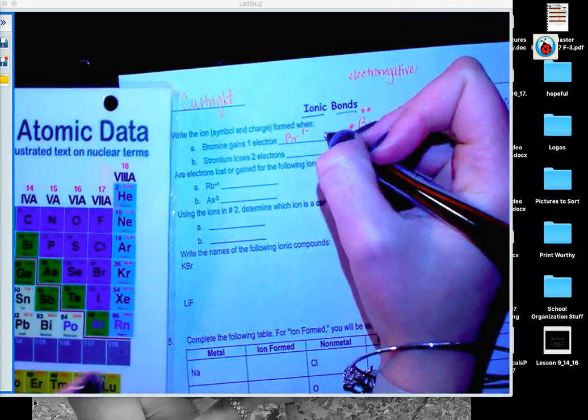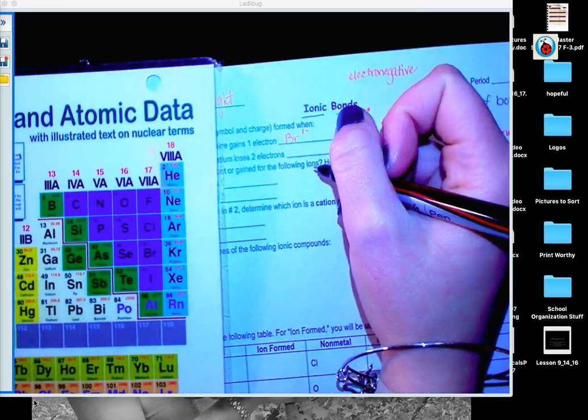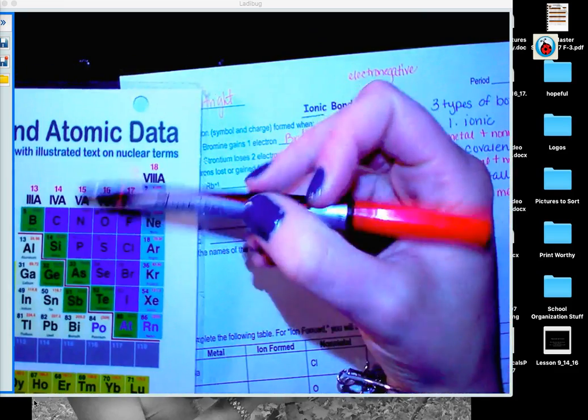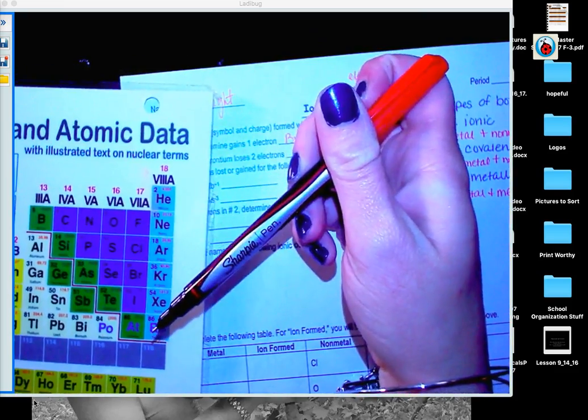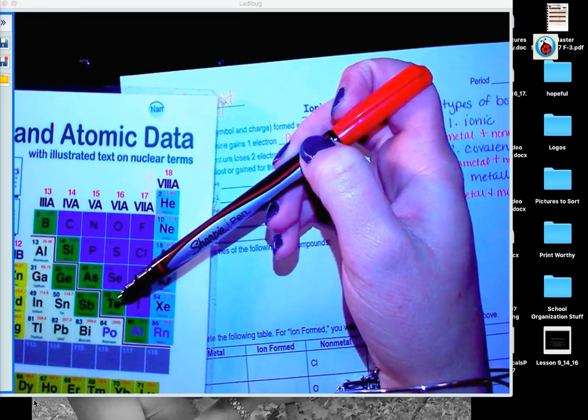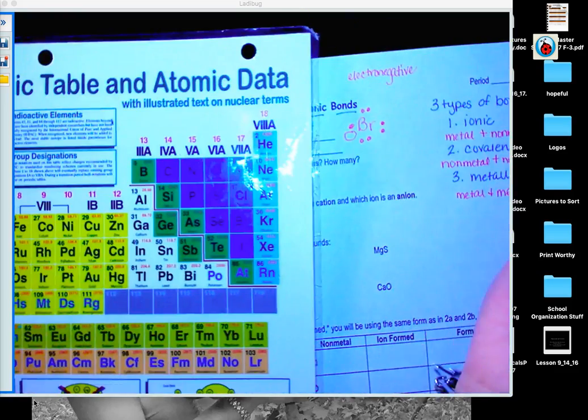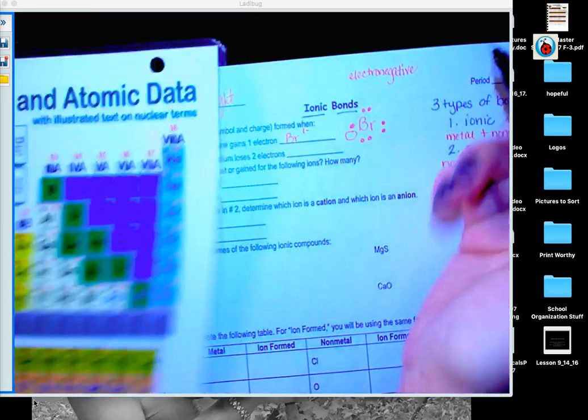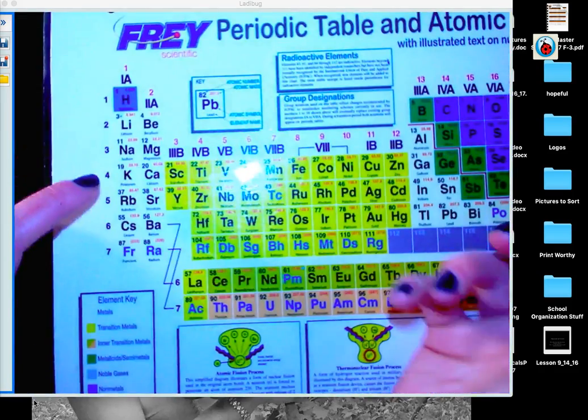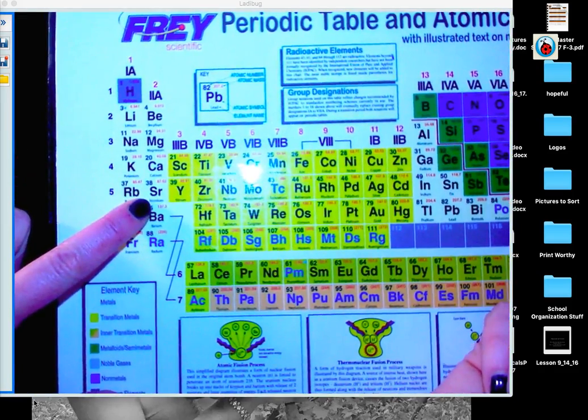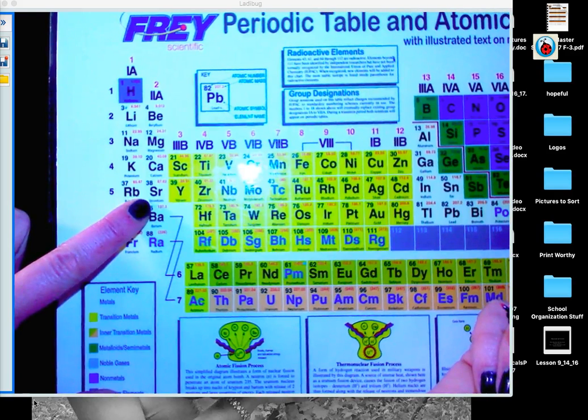Okay, strontium. Where's strontium? Can you guys find strontium? Okay, good. It's number 38. Sorry, I should put it up there, shouldn't I? Strontium is all the way over here. So take a second to find it if you haven't.